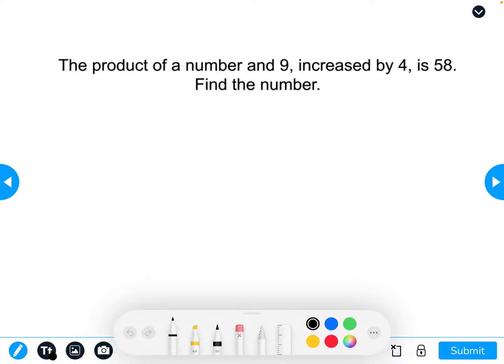The product of a number and 9 increased by 4 is 58. Find that number. So we have to look at some keywords. Product means multiply. So I'm multiplying the number, which is our unknown, and 9. We want to put our coefficient first, 9n. Increased is adding, so increased by 4. And the word "is" means equal for an equation. So that's equal to 58. All I did was translate those words and make an equation.